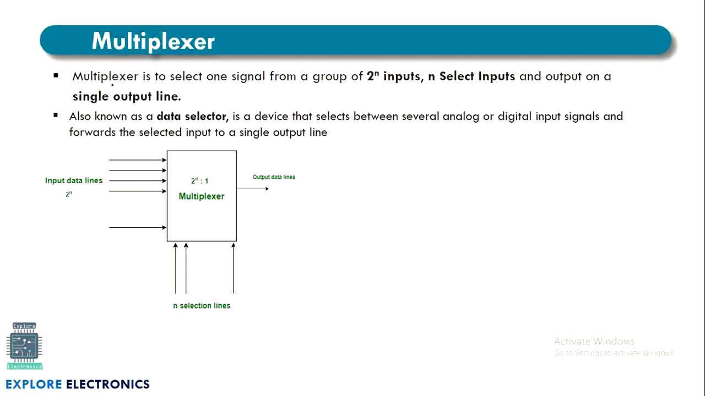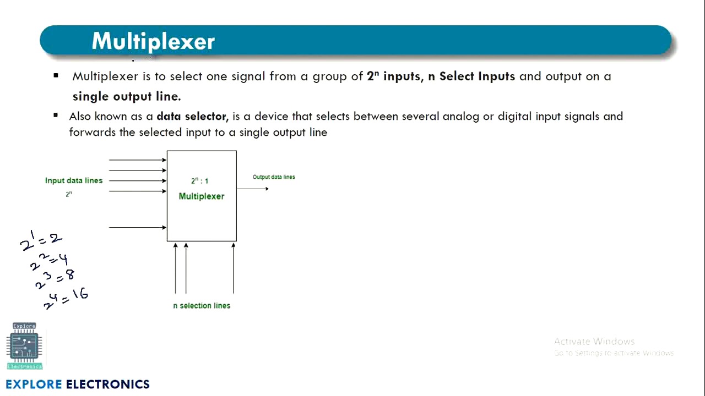Next we have multiplexers. What is a multiplexer? A multiplexer is an electronic device. It will select one signal as output from 2 power n inputs. You guys know 2 power n inputs in the sense 2 power 1 is 2, 2 power 2 is 4, 2 power 3 is 8. Similarly 2 power 4 is 16, like this.